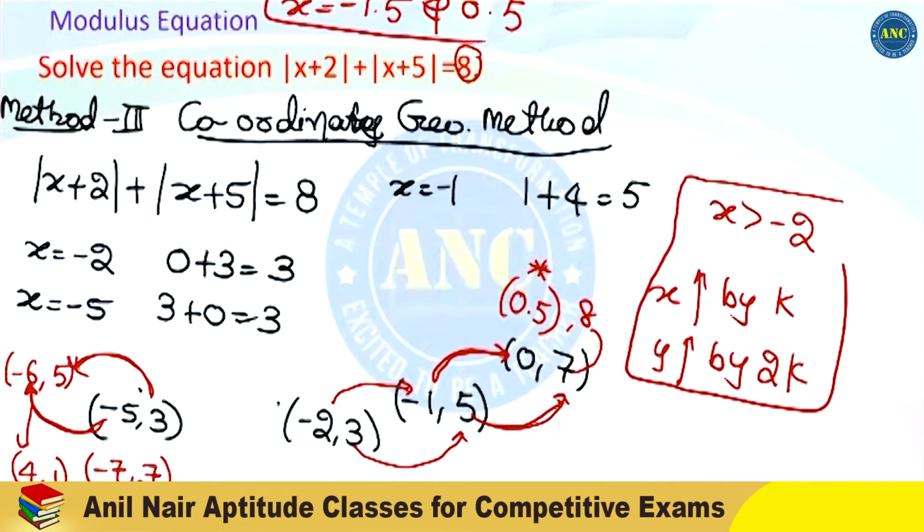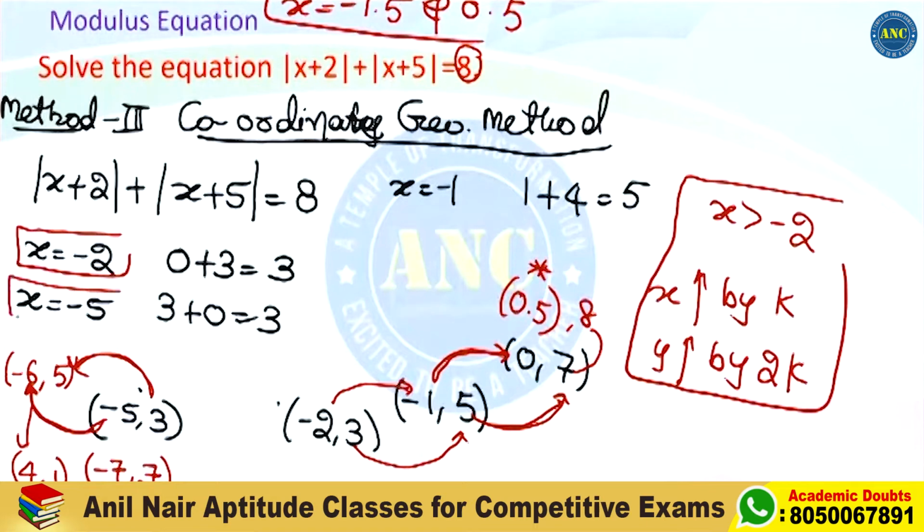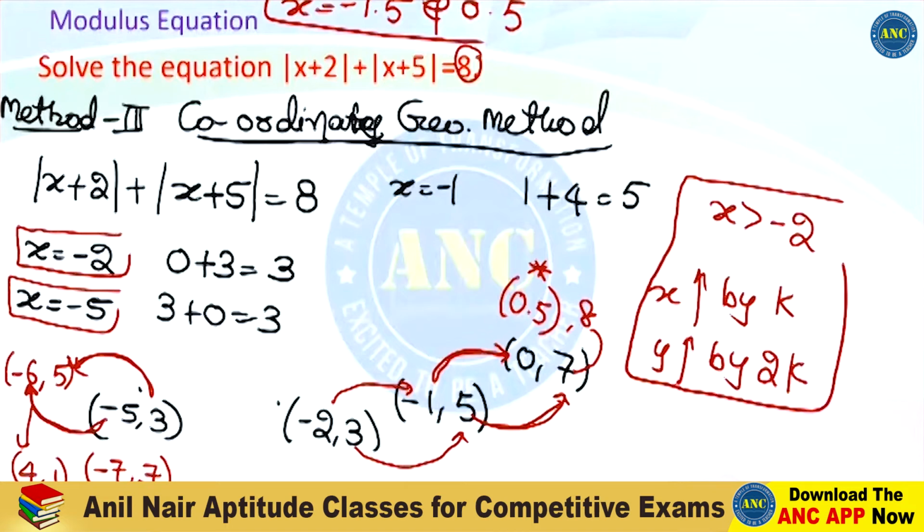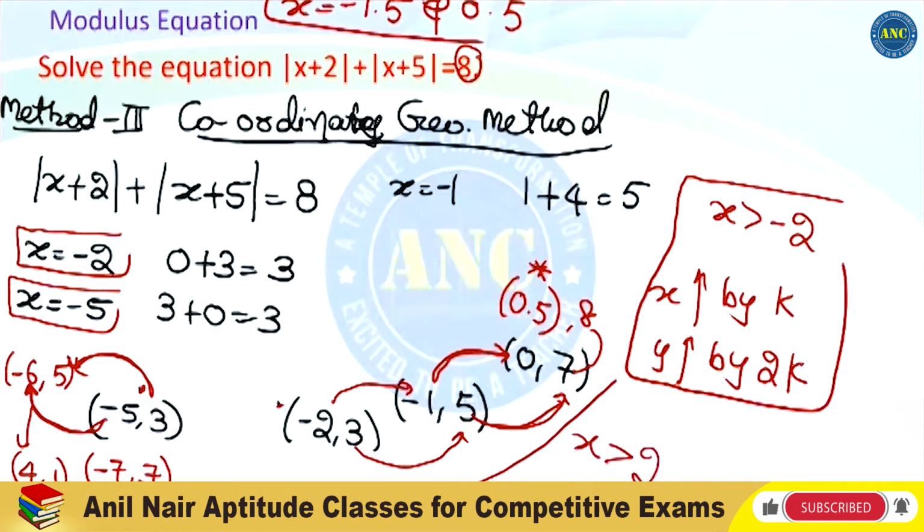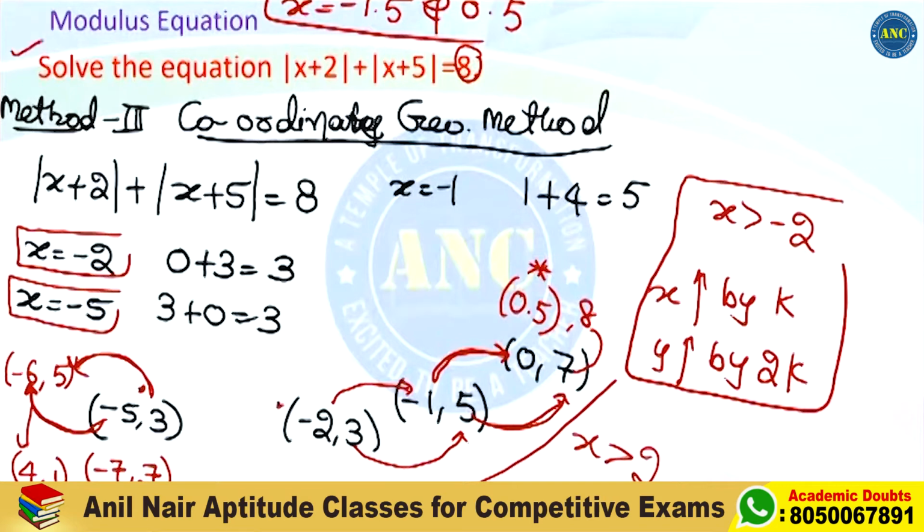Multiple angles to look at this question. First I took the critical point of x which is minus 2. Next I took the critical point of x which is minus 5. I got minus 5 comma 3 and minus 2 comma 3. The y value is the same. I just checked. These are all the behaviors for x greater than 2, and these are all the behaviors for x less than minus 5. I hope it is clear.